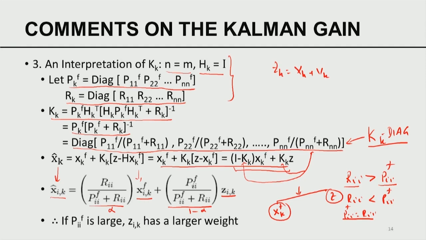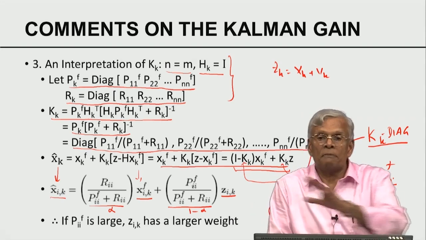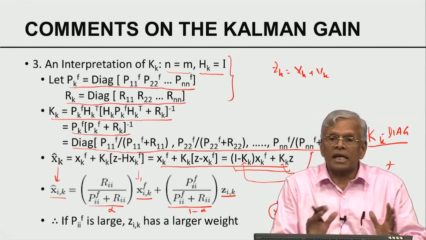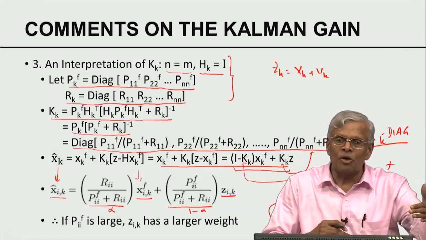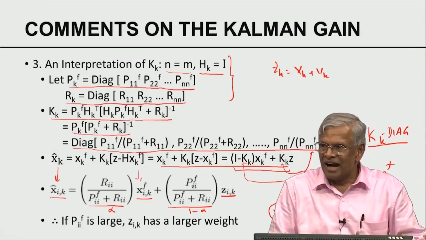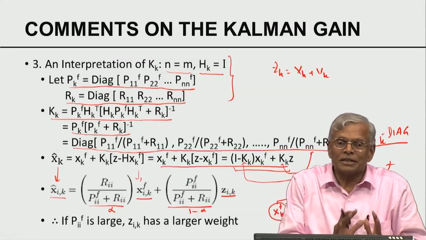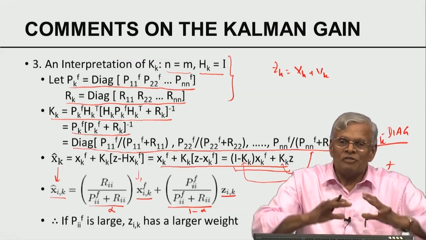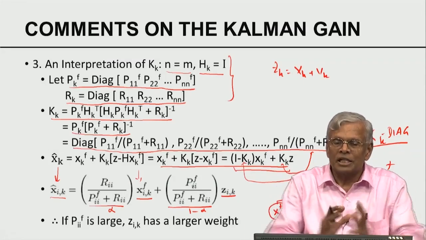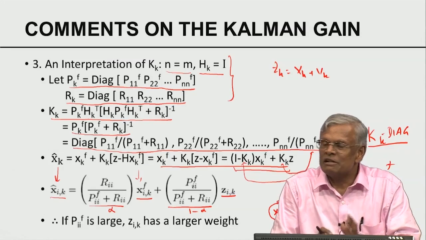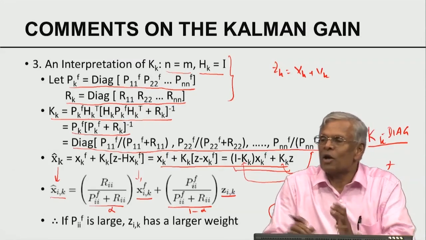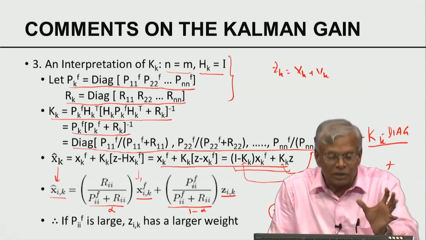But seldom is the case where Pii and Rii are the same. Rii comes from the instruments, Pii comes from the model. Seldom can Pii and Rii be the same. So either Rii is more or Rii is less. And that essentially tells you this Kalman scheme is very intelligent, very adaptive. It gives more weight to the information with less variance. It gives more weight to the information which is more accurate. That's the beauty. That's the speciality.